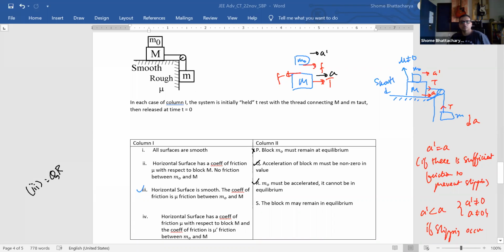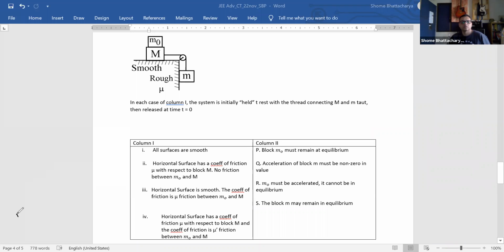Okay. Now let's come to the fourth part. Okay. So in fourth part, what is happening? The horizontal surface has a coefficient of friction mu, and the coefficient of friction is mu prime between the two. So both the surfaces are rough. So this is also having some coefficient of friction. This is also having some coefficient of friction.